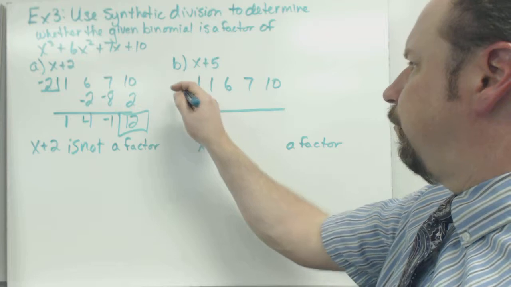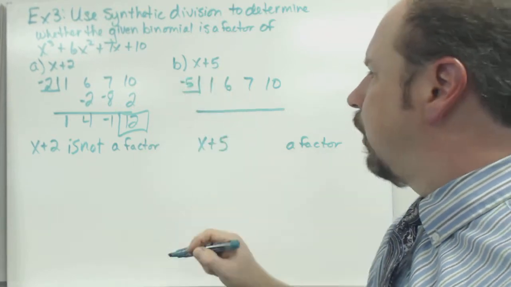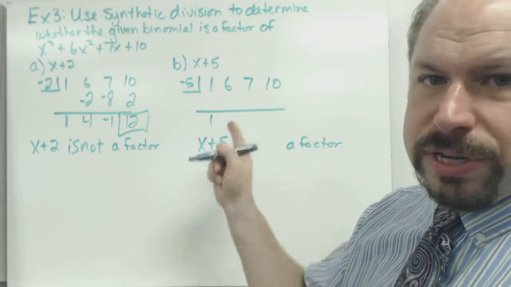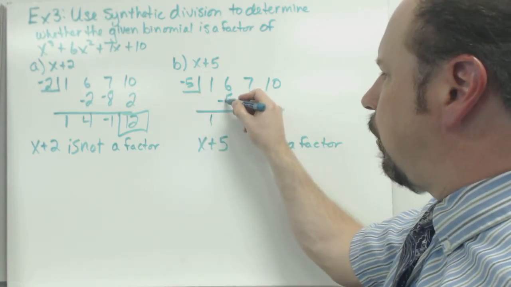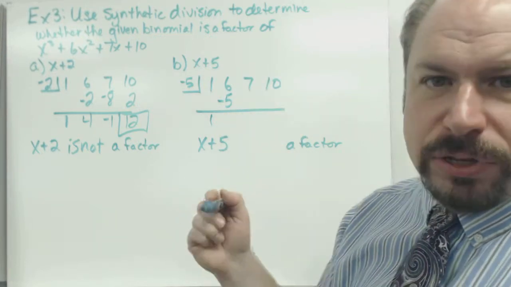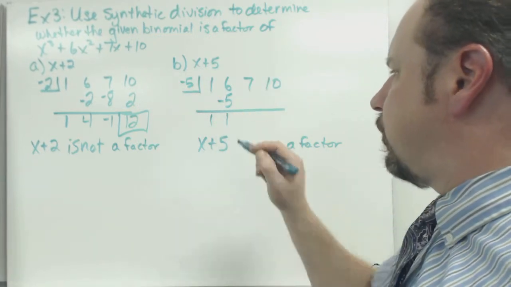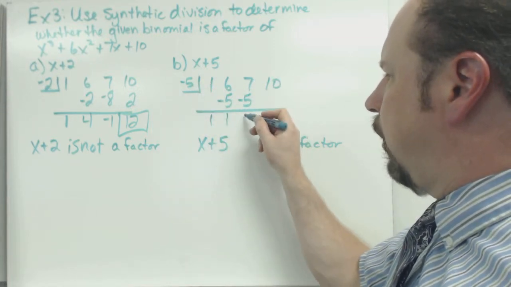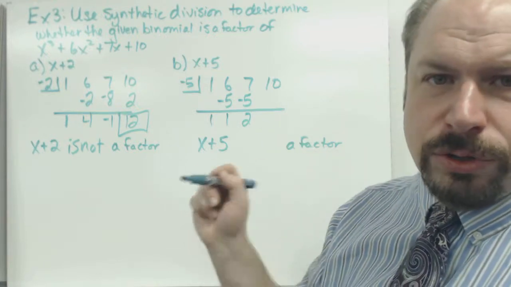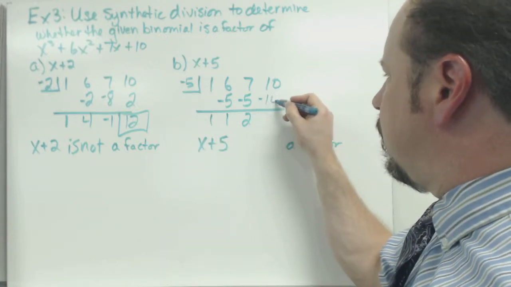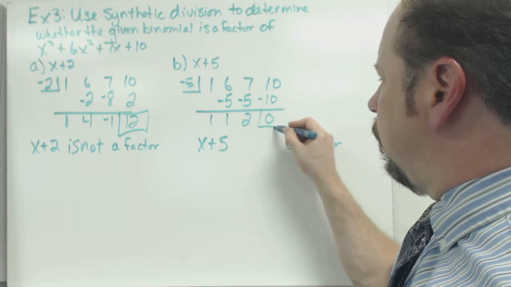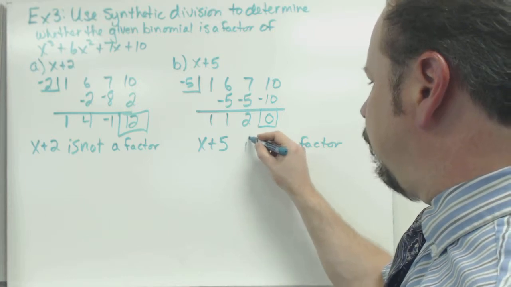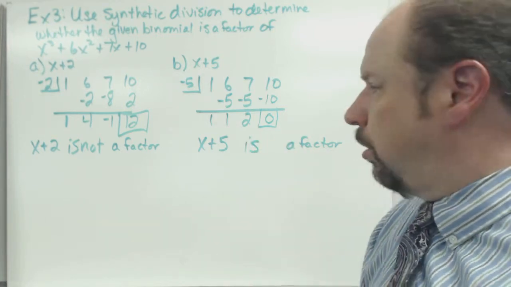Okay, we're going to try -5 now. So -5. And so if we put in here, bring down the first number, 1. 1 times -5 is -5. And we're going to add. So 6 plus a -5 is a positive 1. 1 times -5, -5 again, add straight down. This becomes 2. 2 times -5 is -10. When we add, we get a remainder of 0. So since our remainder is 0, x plus 5 is a factor.